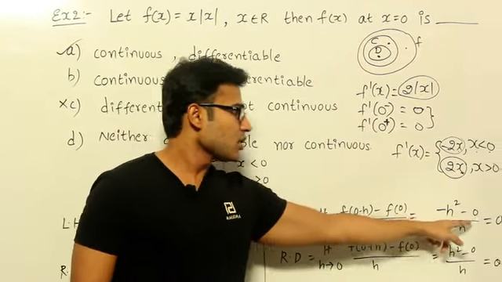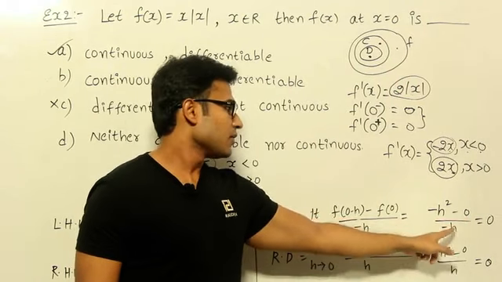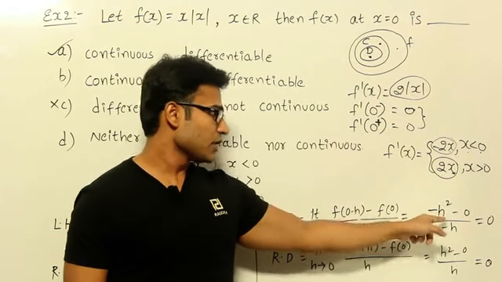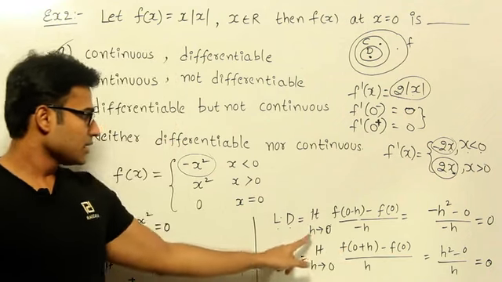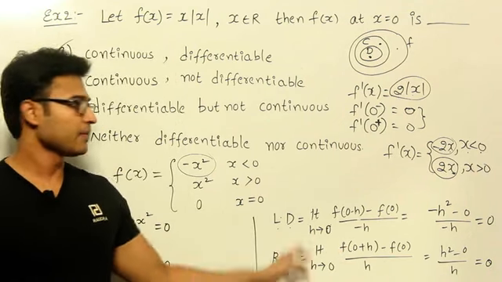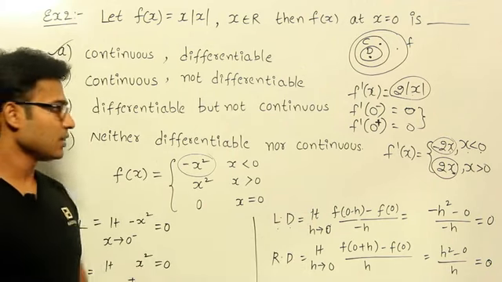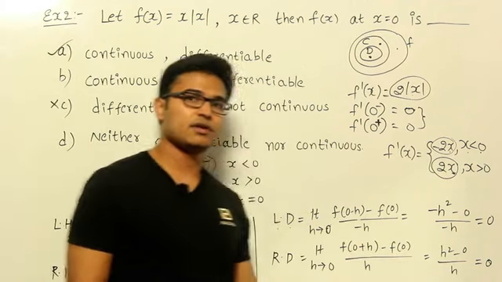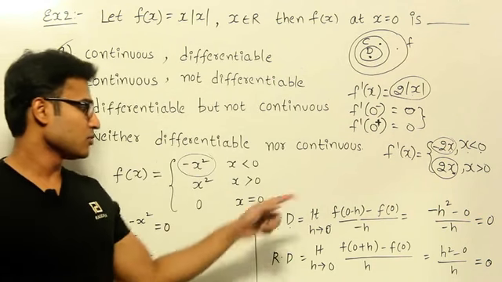And f of 0 is, we already know, 0, divided by minus h, so which is going to be h. And since the limit h tends to 0 is there, which means in place of h you are supposed to substitute 0, you are going to get 0 in the output, right? So therefore the left derivative is going to be 0.